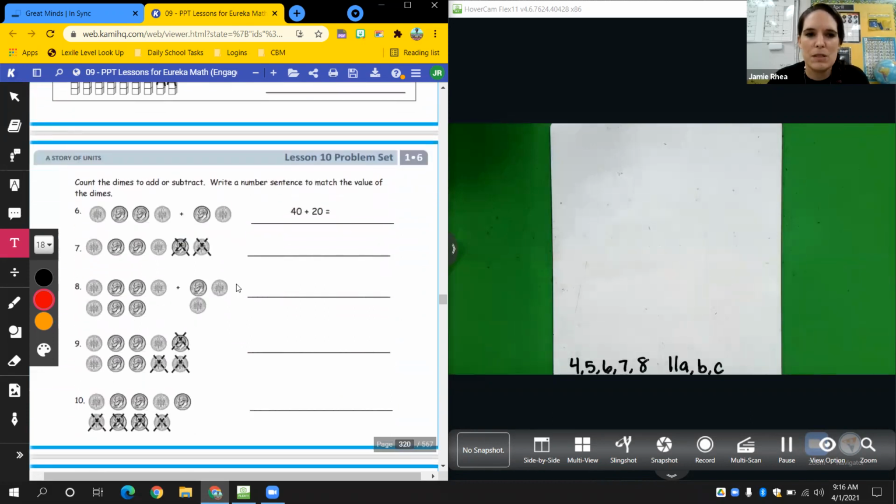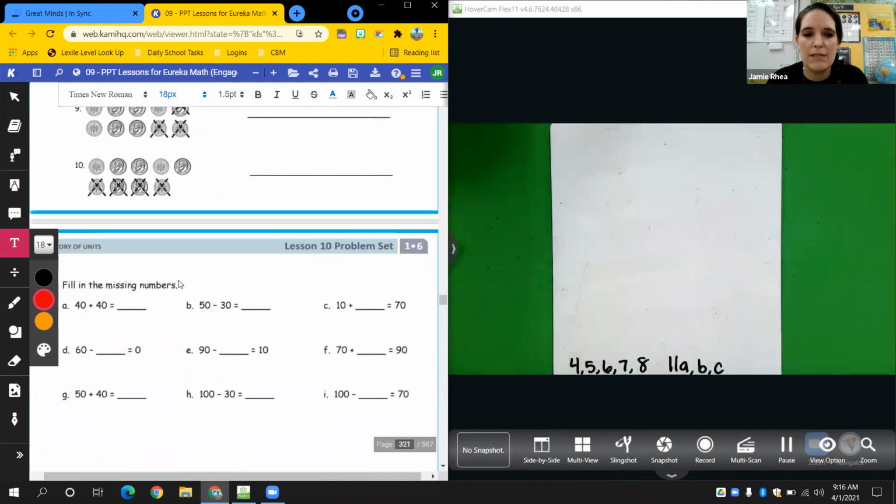Let's look at 6, 7, and 8. Count the dimes to add or subtract. Write the number sentence to match the value of the dimes. Now number 6 is almost completely done for me. I have 1, 2, 3, 4. Remember, these each equal 10. So the value of 4 tens, or 4 dimes, is 40. There's 2 dimes. The value of 2 dimes is 20. I know that 40 plus 20 is 60, because 4 plus 2 is 6. And I know the value of 6 dimes is going to be 60. This one's subtraction. Be careful. This one's addition.